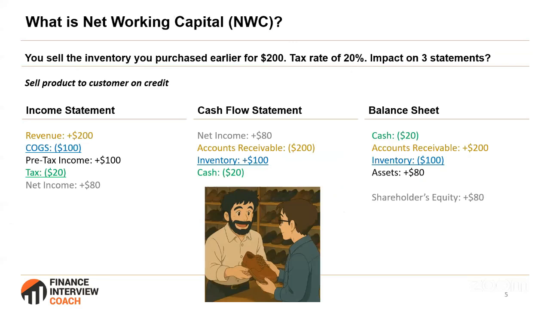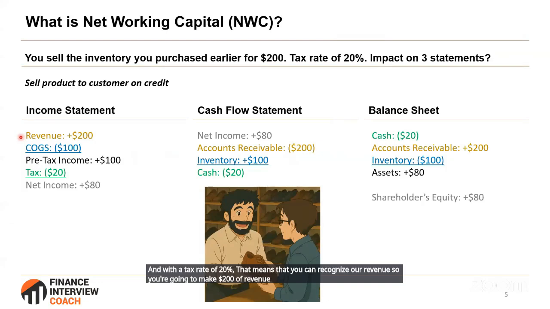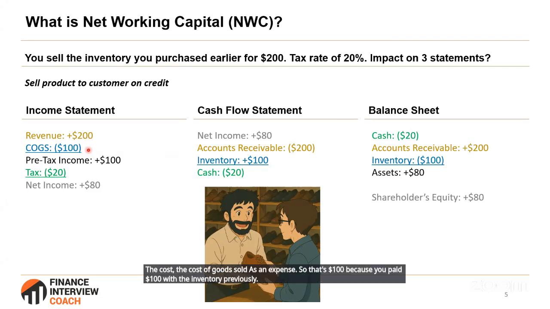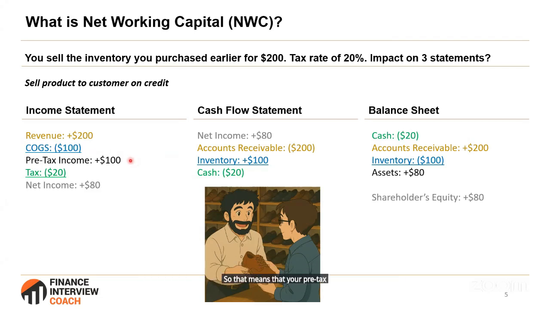Okay. So let's say you sell your first pair of shoes for $200 and with a tax rate of 20%. That means that you can recognize our revenue. So you're going to make $200 of revenue. And because you're selling the product, meaning you're delivering the product to the customer, you can now recognize the cost of goods sold as an expense. So that's $100 because you paid $100 for the inventory previously. So that means that your pre-tax income is $100, 200 minus 100. And with a 20% tax rate, your tax is $20. So your net income will be $80.